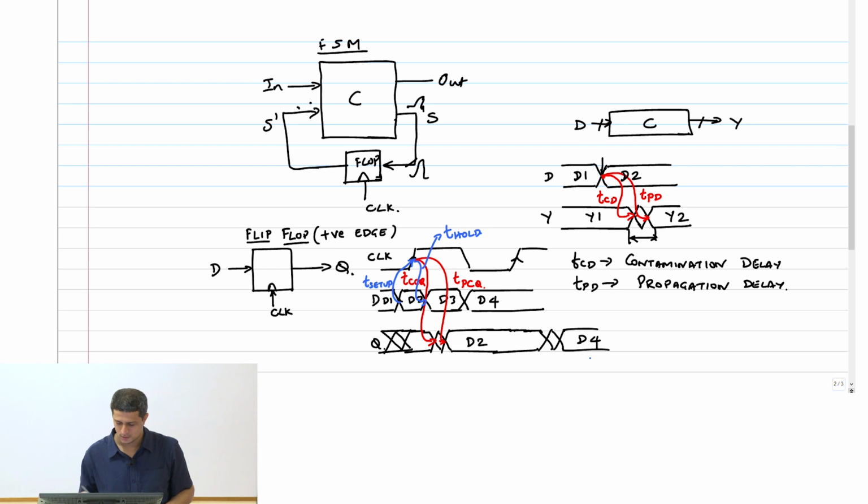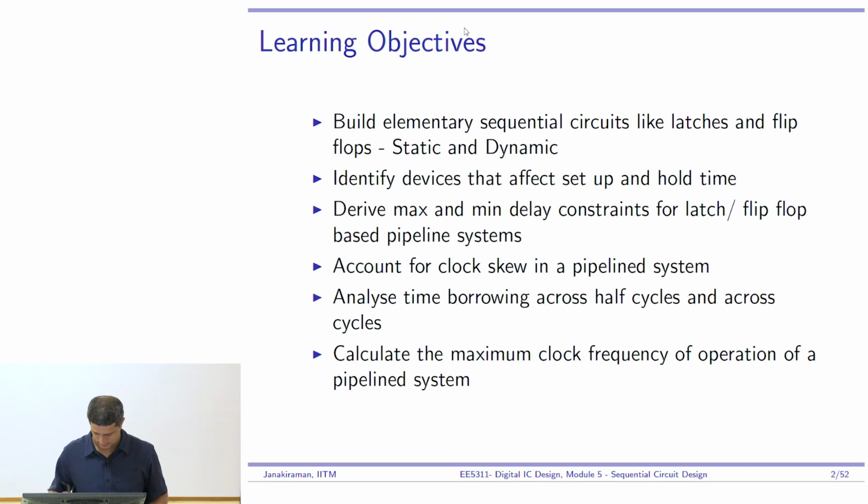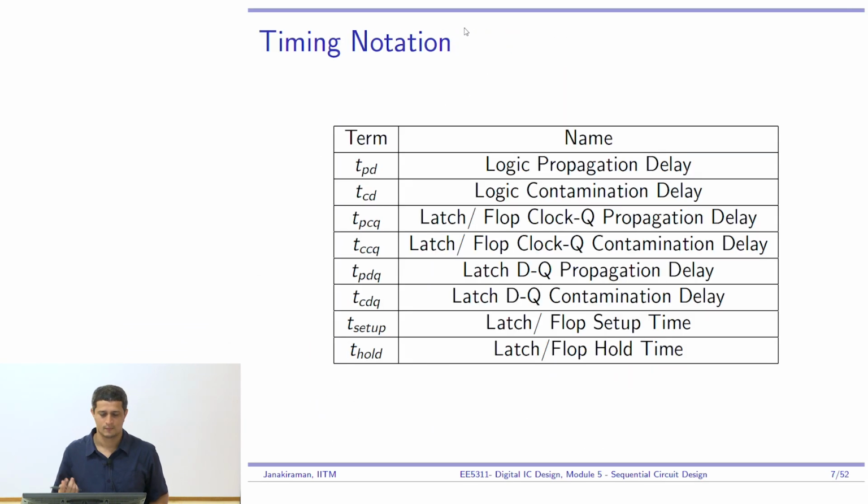Okay. So I will just show you what these definitions are, right? I have them here. TPD is logic propagation delay. TCD is logic contamination delay. TPCQ is for a latch or a flop. I'll show you what a latch is. Clock to Q propagation delay. The first P is for propagation, C to Q is the clock to Q. TCCQ again. First C is contamination, clock to Q delay. Okay. And setup and hold time, I just explained to you.